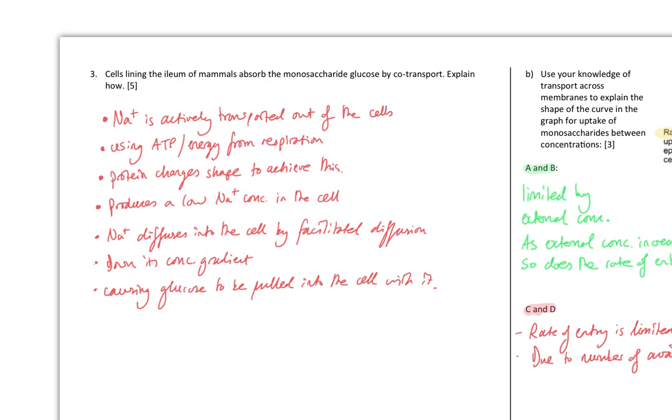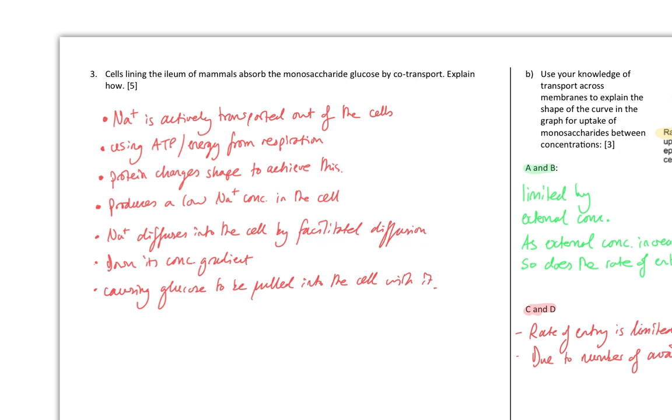However, you should be getting like 5 marks on this because this is book work. This is just learning co-transport. Cells lining the ileum absorb monosaccharide glucose by co-transport. Explain how. So yeah, sodium ions are actively transported out of the cells using energy from respiration or using ATP. A bit about active transport, how it does it, that proteins change shape to do that. The result of that is that the cell's now got a low concentration of sodium ions in the cell. Therefore, sodium ions can diffuse into the cell by facilitated diffusion.